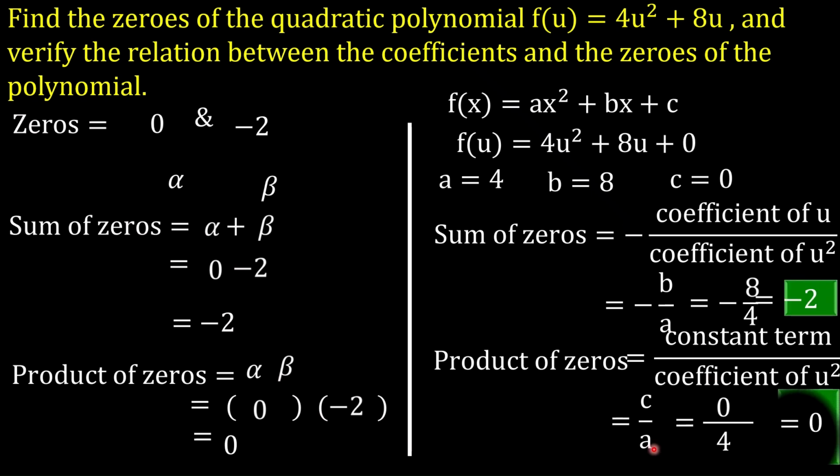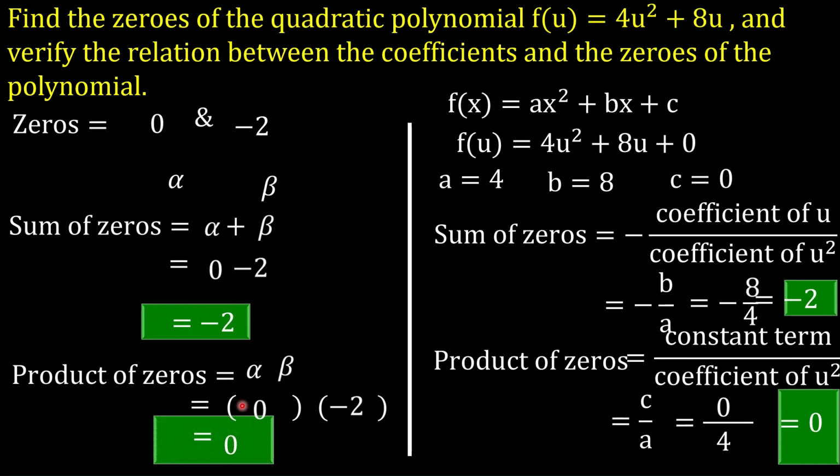Now we have the sum of zeros and product of zeros from the quadratic equation, and these values are equal to the sum of zeros and product of zeros from the roots. The values are equal. So the equation is verified.